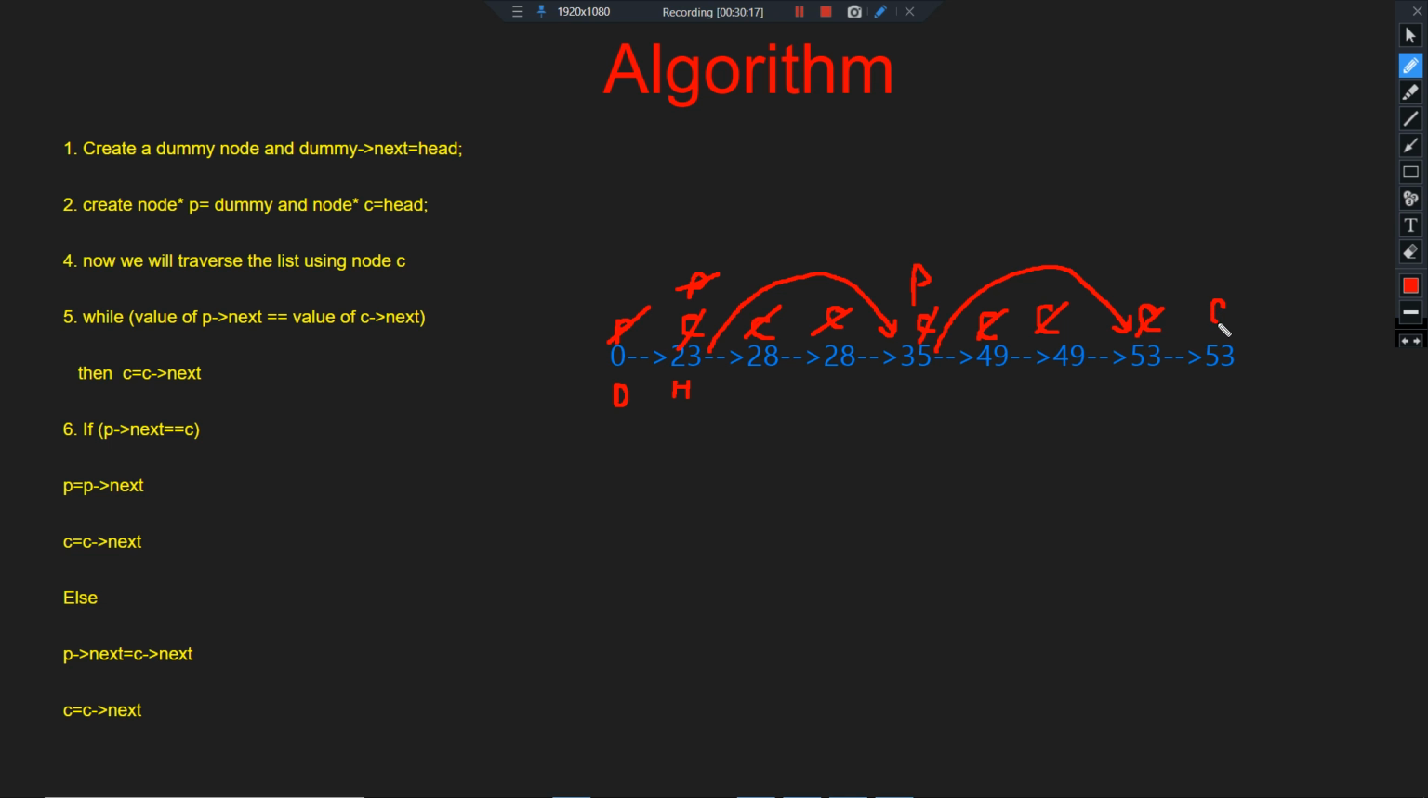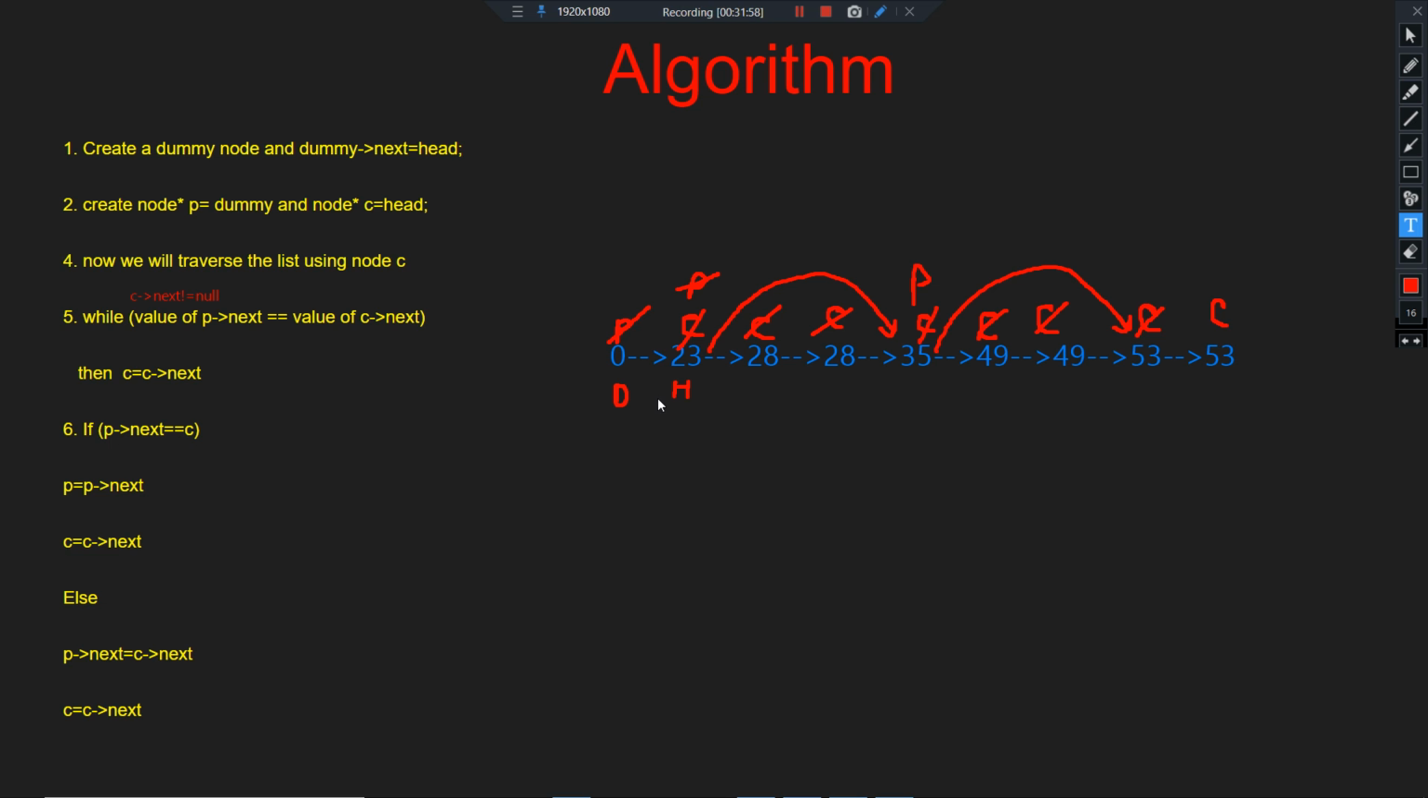Now the value of P's next is 53 and C's next is null. So here add one condition, that C's next should not be null. Then only we will go in this while loop. Here we have C's next equals to null, so we will not go in this while loop.